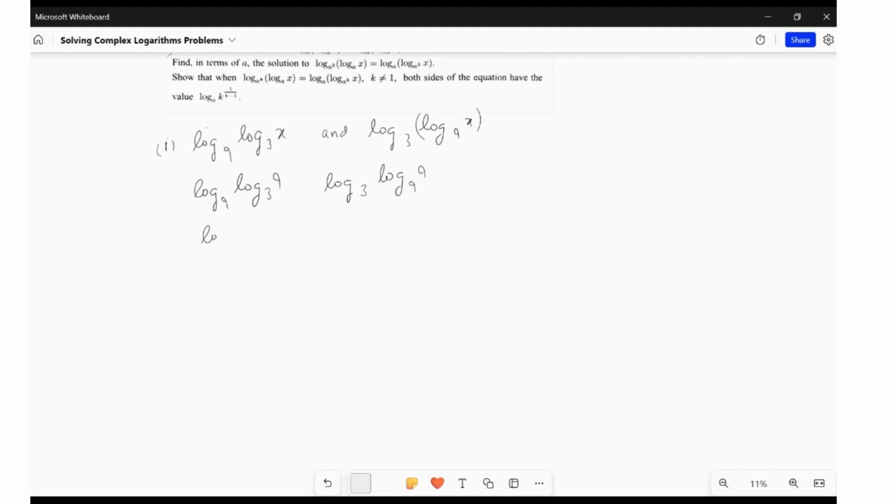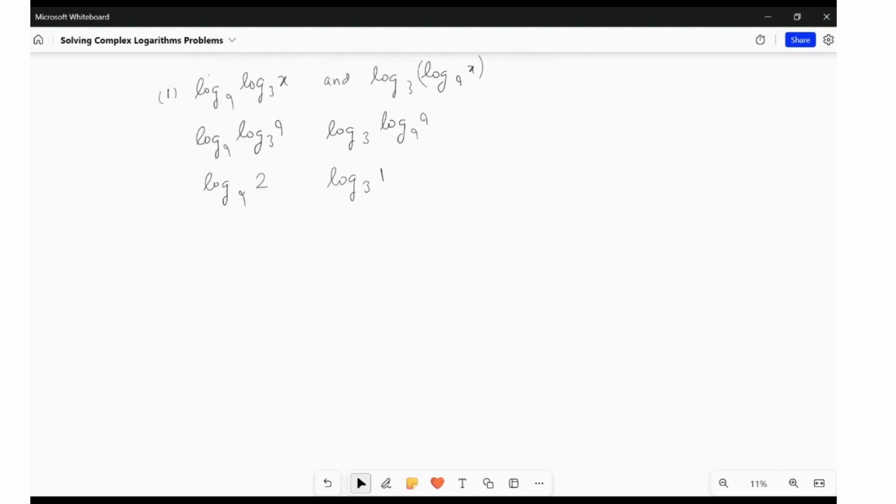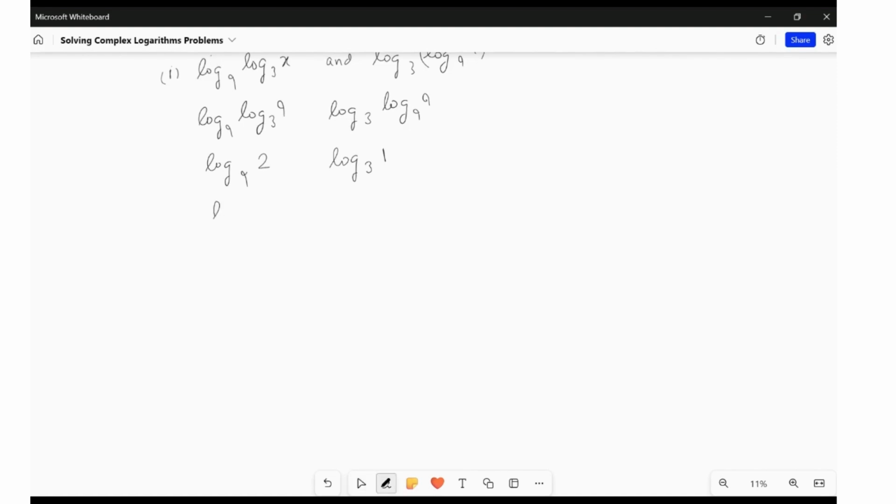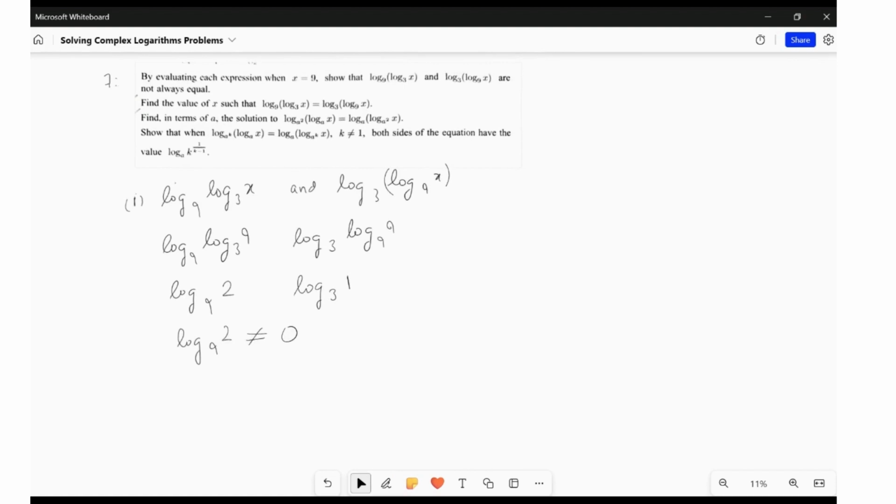So log 2 base 9, and here log 9 base 9 is 1. So log 1 base 3. Now this is nothing but 0 because anything raised to the power 0 is always 1. Now log 2 base 9 is not equal to 0, hence we proved or showed that these are not always equal.